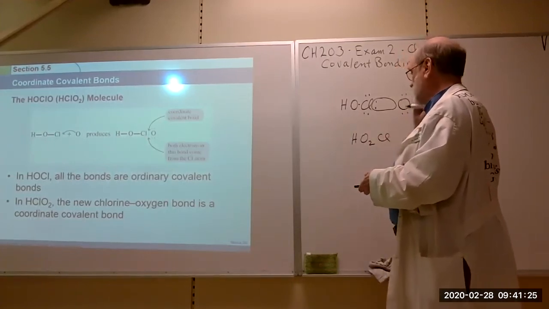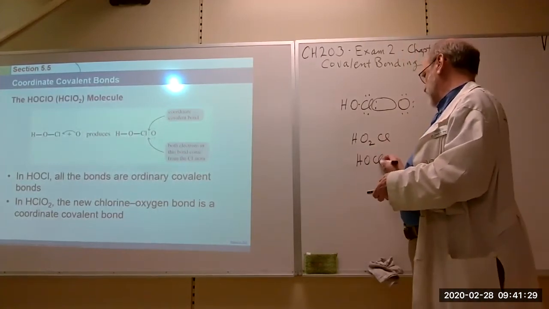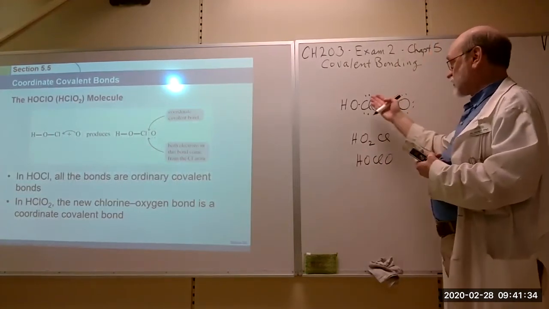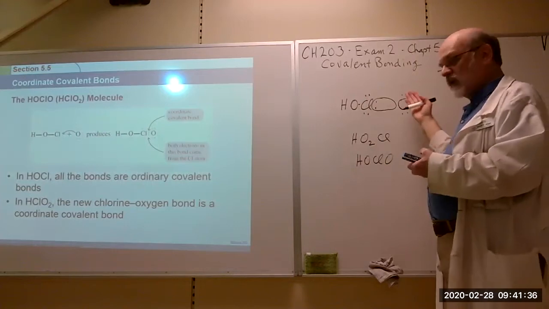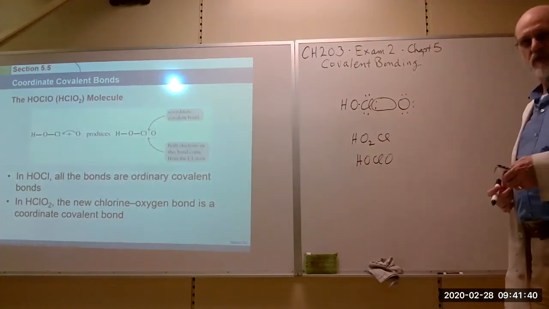HO2Cl, or HOClO. Now, this one still has its octet, but this one also has an octet. That's a coordinate covalent bond.